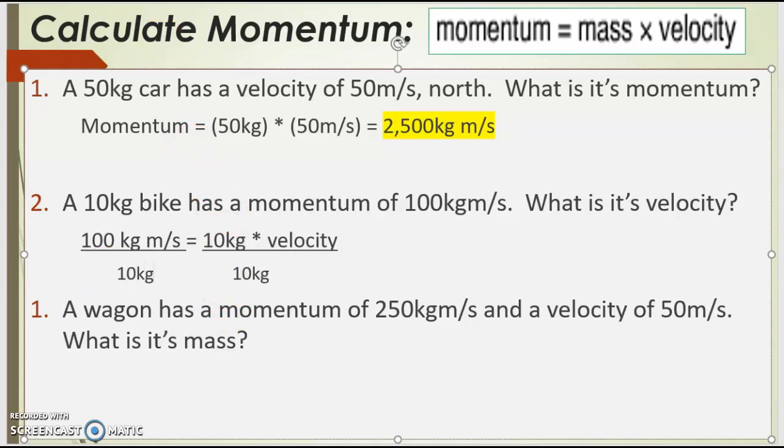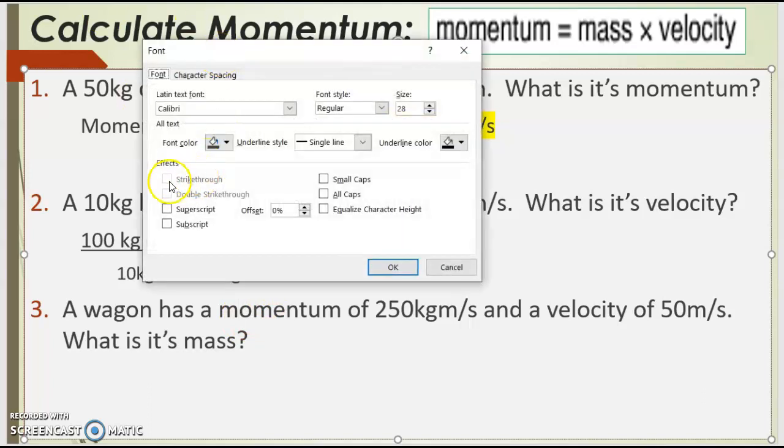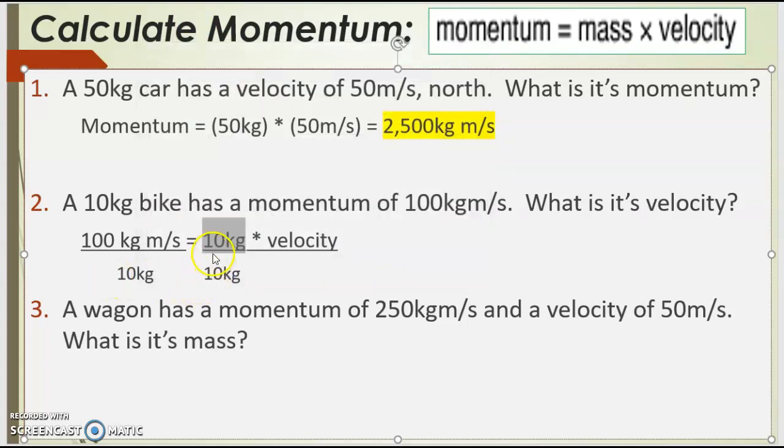When we do that, this 10 kilograms divided by this 10 kilograms just equals 1. Well, 1 times velocity is just the velocity. So they end up canceling each other out. Let me strike through. Okay, so they end up canceling each other out. Well, it won't let me do it.